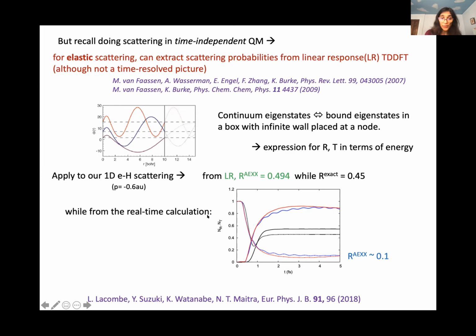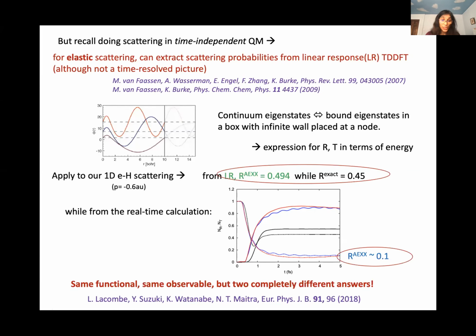While from the real-time calculation, and this is again for elastic scattering, if I plot the NR, that's the black dashed here, it's this here for the exact, and then the approximations: the ALDA is in red and the adiabatic exact is in blue, and you see it's a very poor underestimate. So this is, again, the point that we have the same functional, the same observable, but we have two completely different answers, right? And one obviously is more accurate.